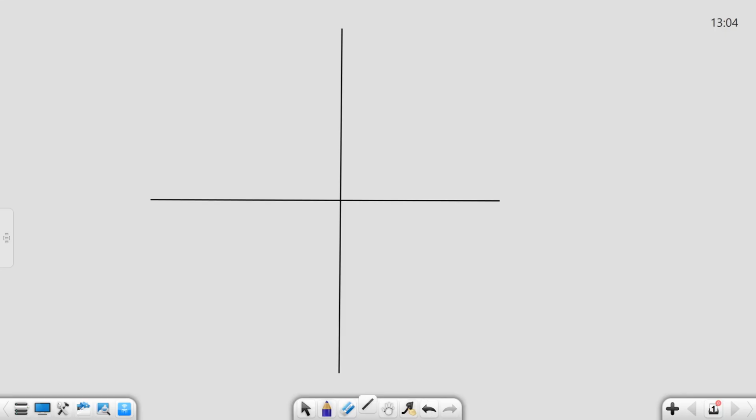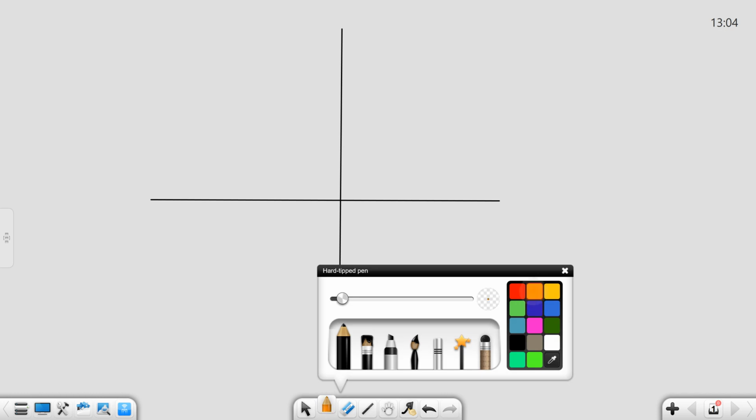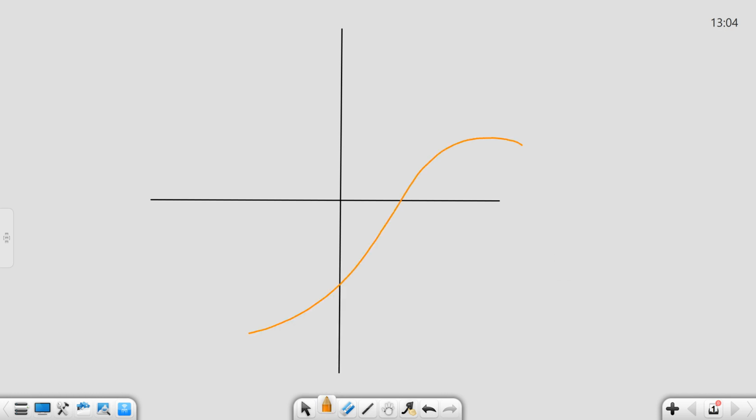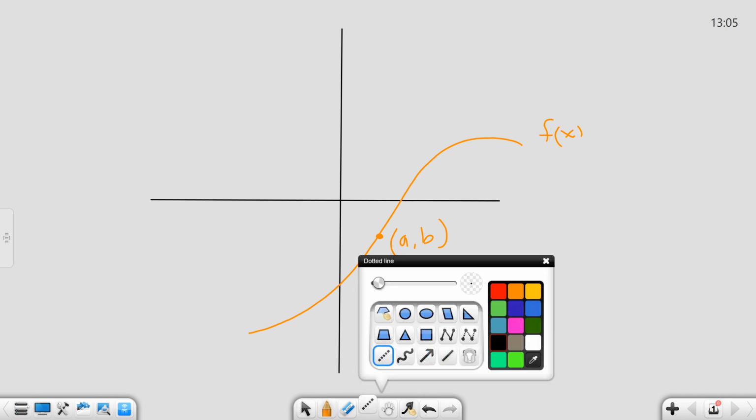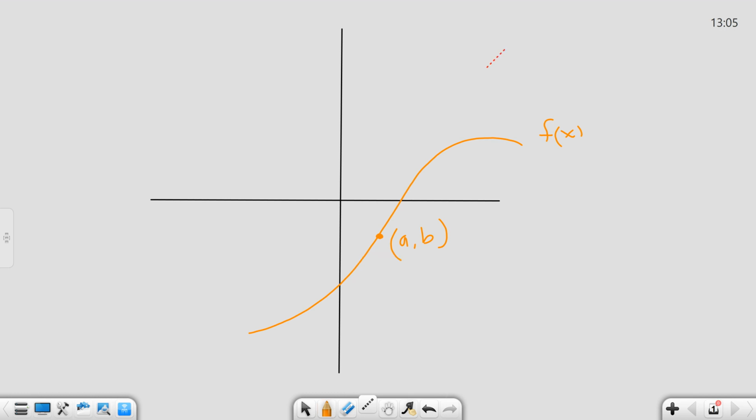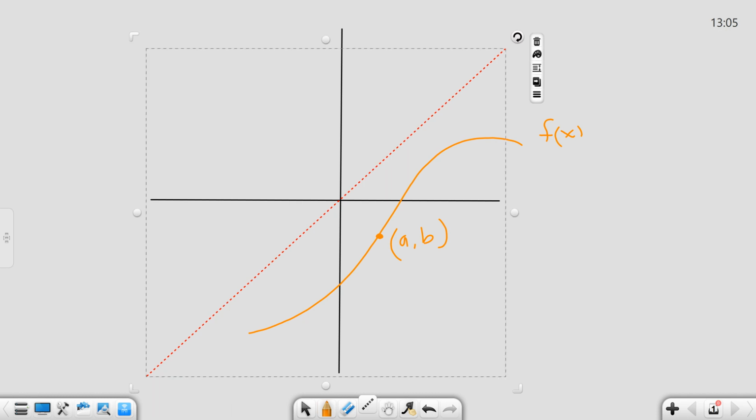Suppose I have a function here, something like this. We'll call that f of x, and I've got a point on this function, a comma b. What does the inverse of that function look like? How do I get it? Flip it over y equals x. Yeah, close enough.